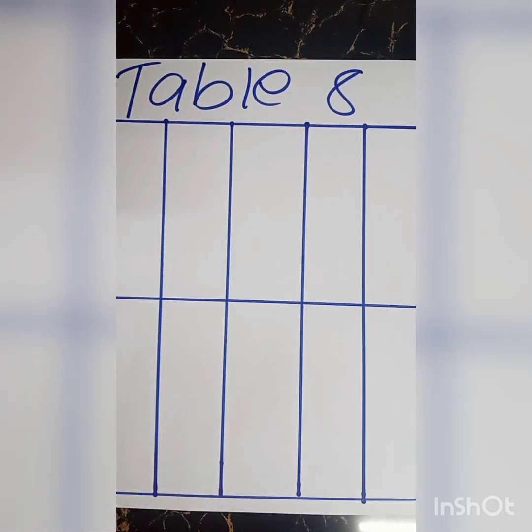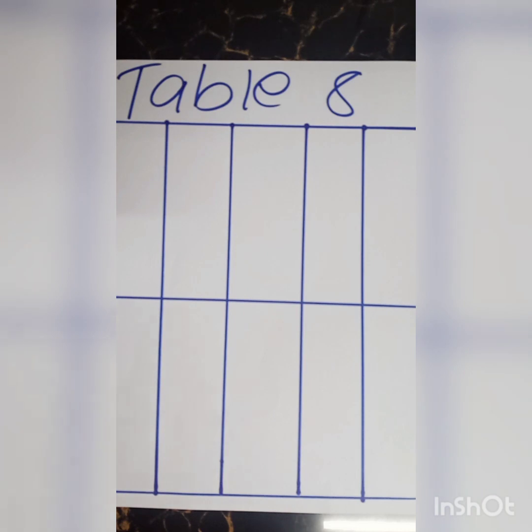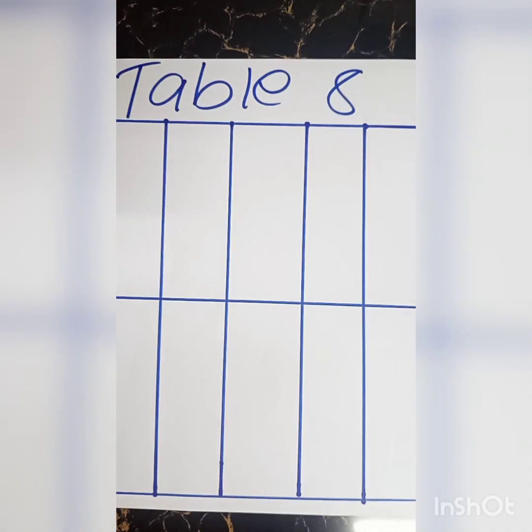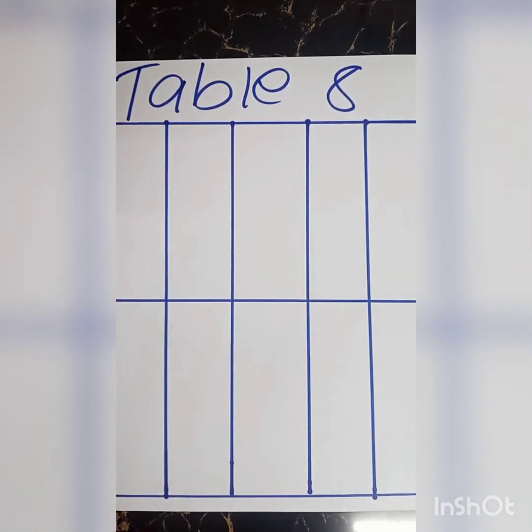For table 8, there are too many ways of killing a cat. So you also have 2 ways of mastering table 8. I'll show you the 2 ways and then you'll choose the one that you like best and move along with it. The first method is to draw a table that has 5 columns and 2 rows, just like the one we drew for table 2.